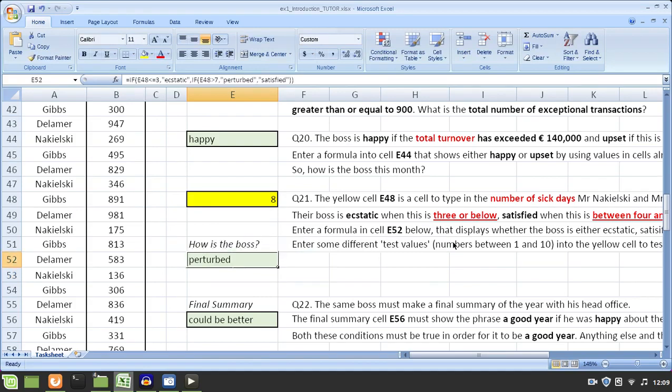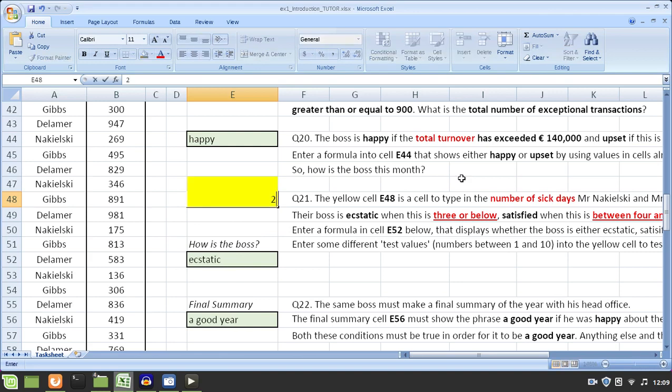Currently at 8 sick days, the boss is perturbed. If you want to test this fully, the only way to do it is to go through it one number at a time. So I keep entering numbers. 1, 2, still ecstatic. 3, still ecstatic. 4, satisfied, which makes sense. 3 or below, he was ecstatic and now he's satisfied. 5, still satisfied. 6, satisfied. 7, satisfied. 8, perturbed. And if I keep on going, I end up with perturbed because they're the high numbers.